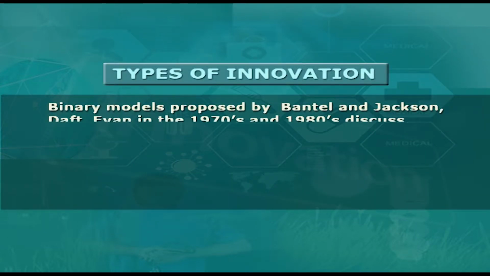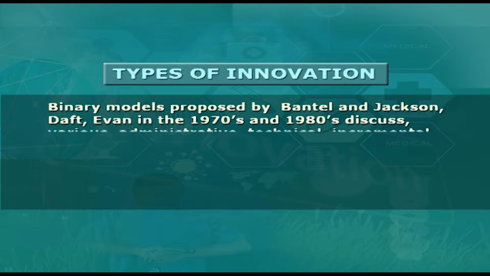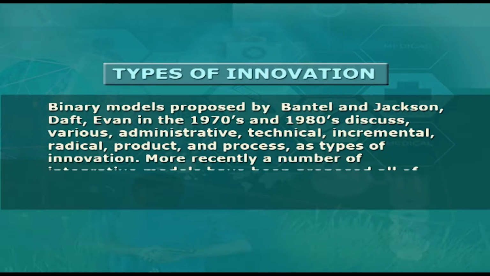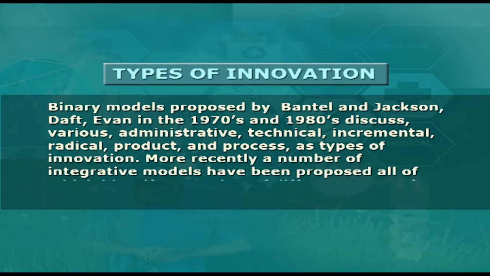According to Knight in 1967, many classifications of innovation types have been proposed over the years. One of the earliest models proposes the different types of innovation, which includes organizational structure, production process, people, and product or service. Binary models proposed by Daft and others in the 1970s and 1980s discuss various administrative, technical, incremental, radical, product and process as types of innovation.